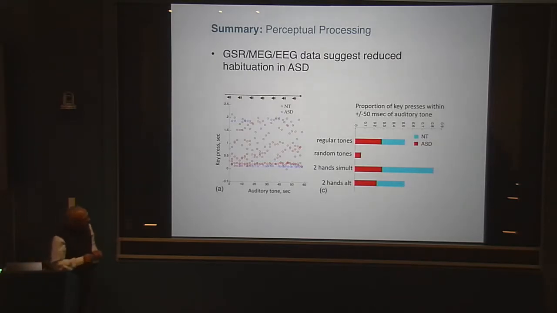This is just an aggregate result of how many of those entrainment responses from neurotypicals in blue versus ASDs in red are close to the actual beep, and there are much more for neurotypicals than for ASDs. But this is ongoing work that we're quite excited about.